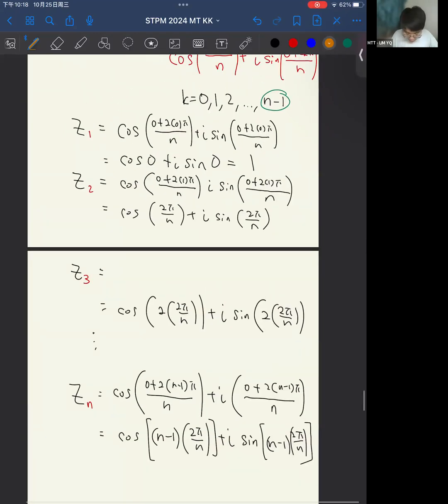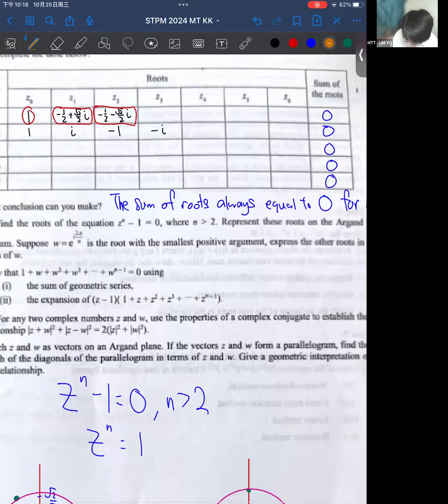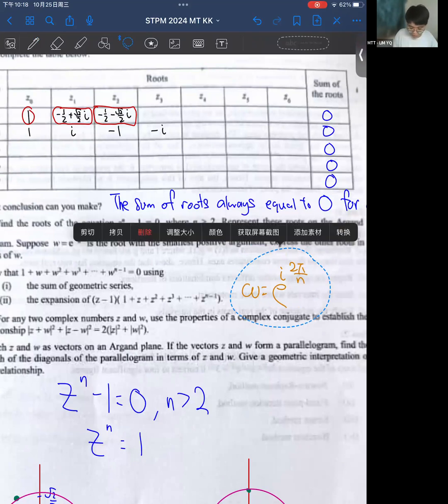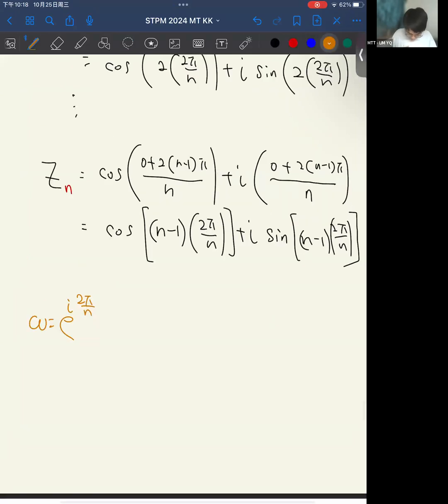The question gives us a simplified form for the W. What is the W? W is e to the i 2 pi over n. Sorry, here I have another e. e to the i 2 pi over n. This value. Okay, let us consider this one. See whether we can simplify it or not. Okay, W equal to this one. Okay, let's see what is this.